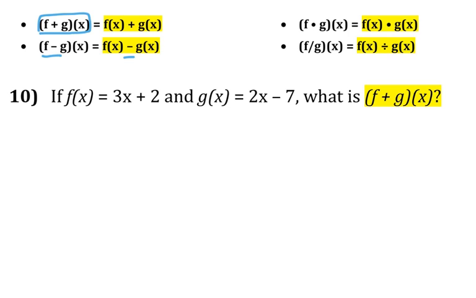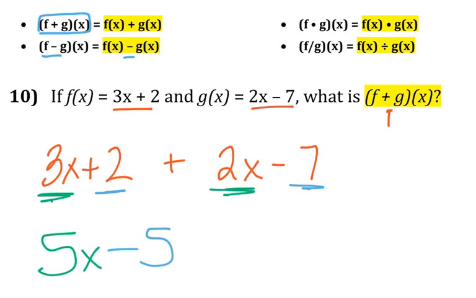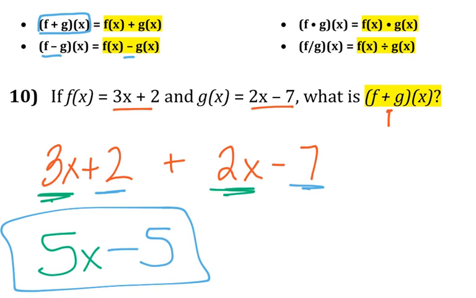So number 10, it says if f of x is equal to 3x plus 2 and g of x is equal to 2x minus 7, find f plus g of x. So I'm going to take f of x and I'm going to add g of x. And that's all I need to do as far as setting it up. So I'm just adding these two things together. So what I know from prior experience is that I can combine my like terms. And that's all I can do. So that's what f plus g of x is equal to.